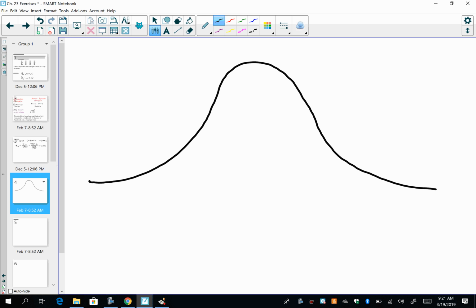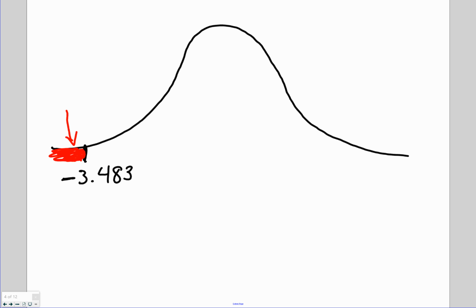All right. Negative 3 point whatever that was is going to be really far to the left. Was it 483? Yeah. And which way am I shading? Less than. So which direction? To the left. Now, do you remember what this is called? It's called the p-value.